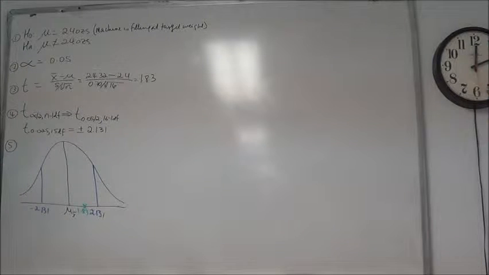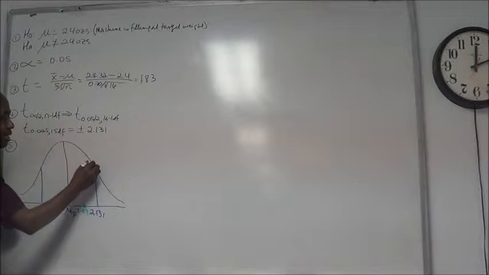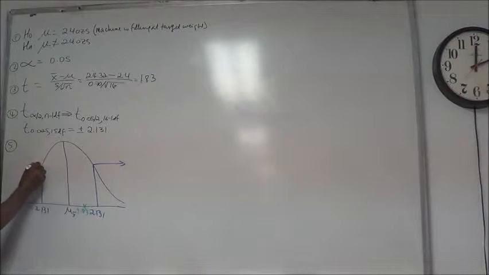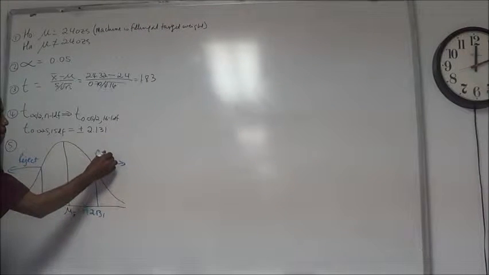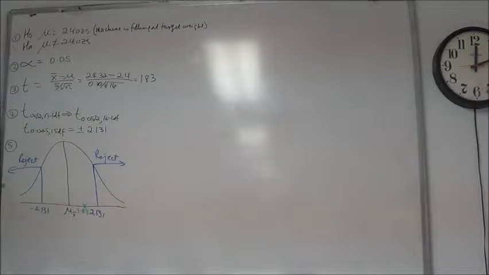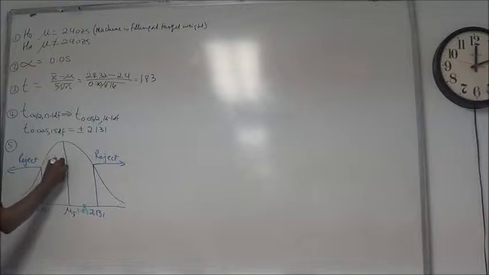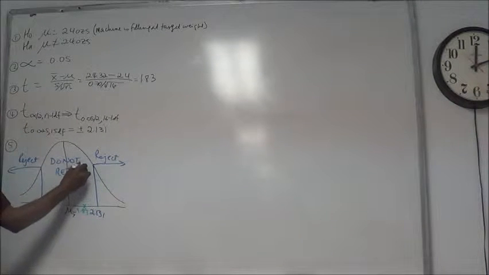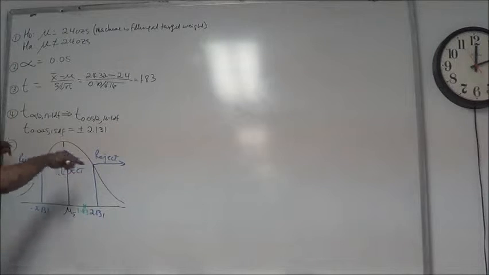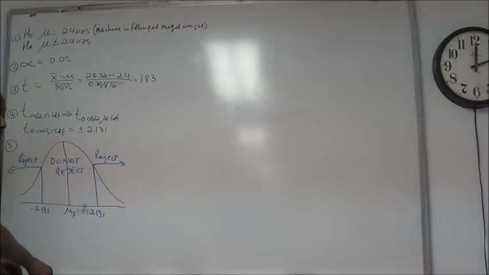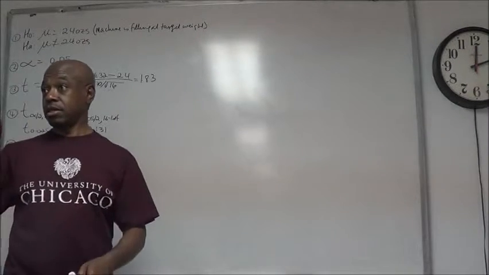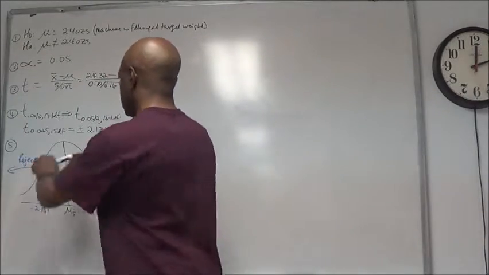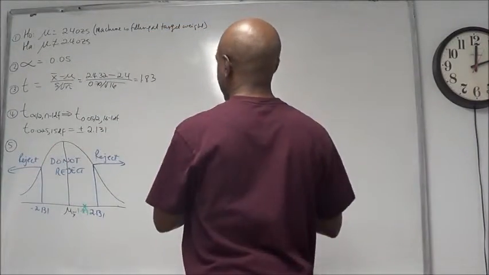1.83 falls in there. So anything that falls in here is fine. That means anything that is larger or smaller, we're going to reject. So this area in here is the do not reject region. We have to write that in, along with the rejection areas. These are things you need to write because they're going to be the basis for your decision. So that's step 5.